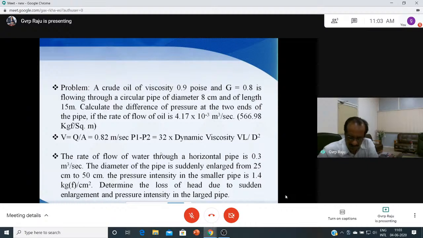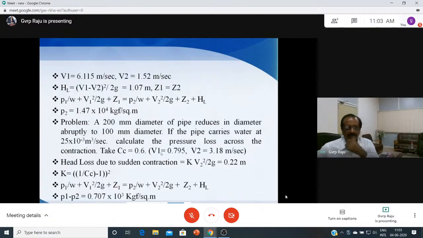So this is the problem here, the problem due to sudden enlargement. The sudden enlargement is from 25 centimeters to 50 centimeters, and the pressure intensity in the smaller pipe has been given. So you can use straight away the equation here, so that you can find out the problem in no time.